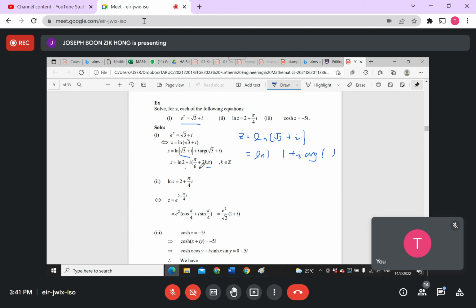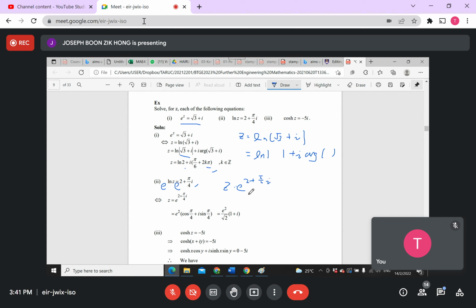Okay, this one should be okay. And then this one, I want to get the z. So how to get the z of this one? What I should do is exponentiate both sides. So exponentiating both sides, e^(ln z), I will get z. And then e^(2 + pi/4 i).